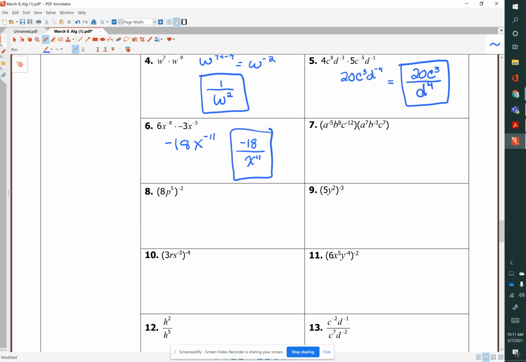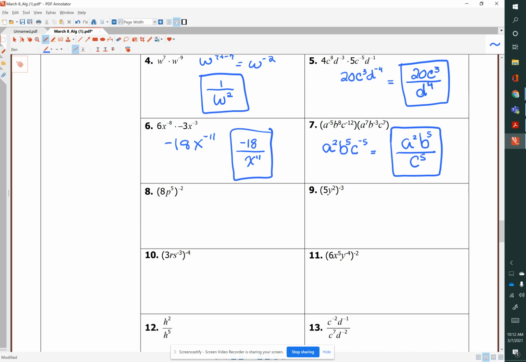Number 7, we have a, b, and c terms. So we have our interim step: a, negative 5 plus 7 is a to the second power. B, 8 minus 3 is b to the fifth power. And c, negative 12 plus 7 is c to the negative fifth power. So our numerator will be a to the second, b to the fifth, and our denominator, c, now with a positive exponent of 5.